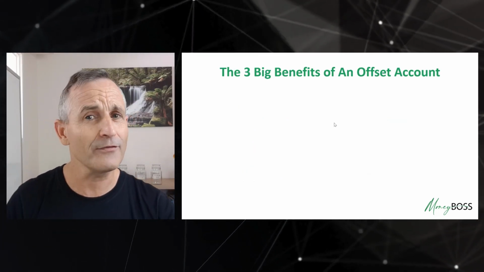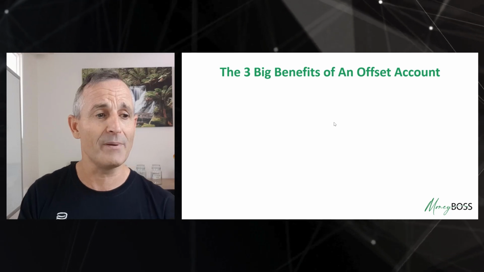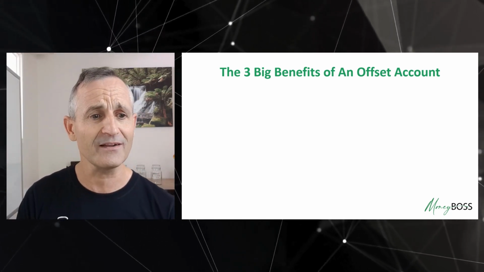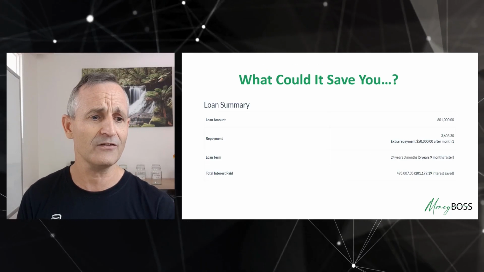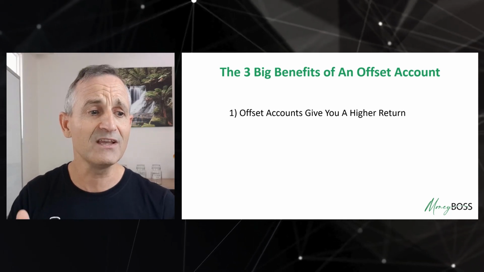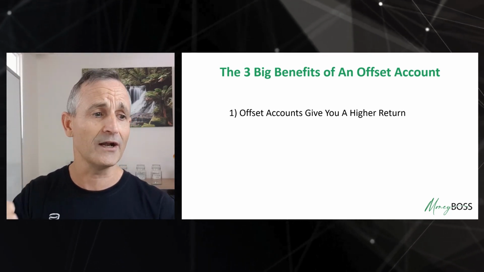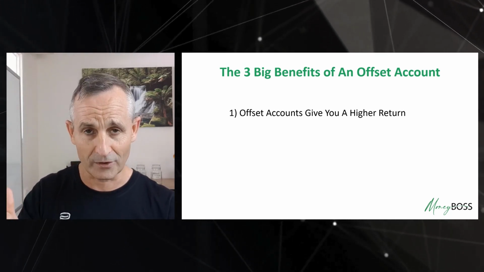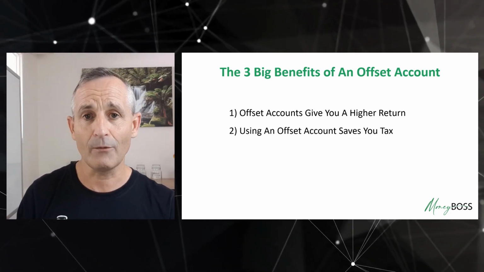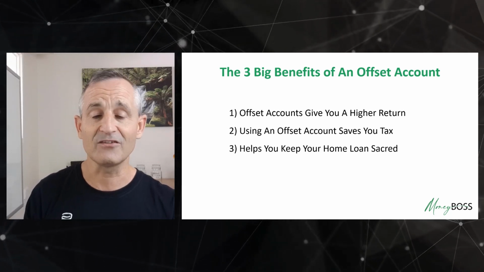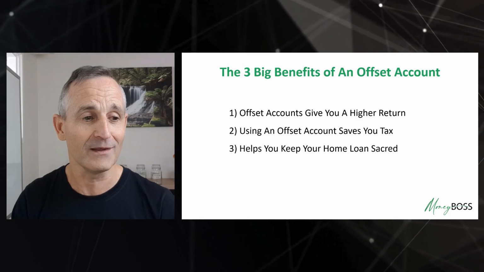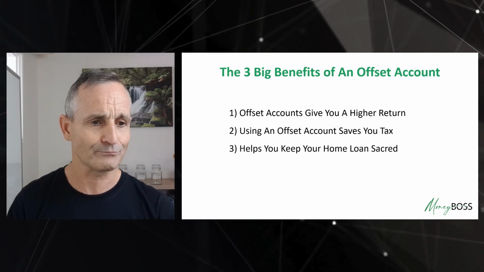Now, let's have a look at the three really big benefits. We've already seen the power of being able to save me interest, but let's have a look at the three really big benefits. First one is an offset account gives you a higher rate of return, which we're going to compare to a savings account. Secondly, using an offset account will save you tax. And thirdly, it's going to help you keep your home loan sacred, which is really important. And I'll explain each of these now.